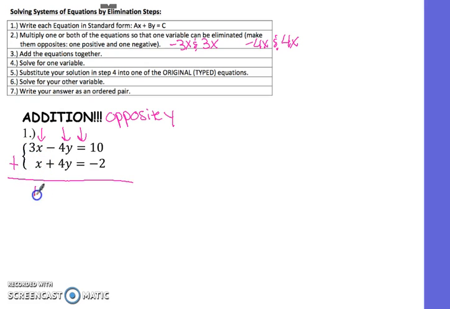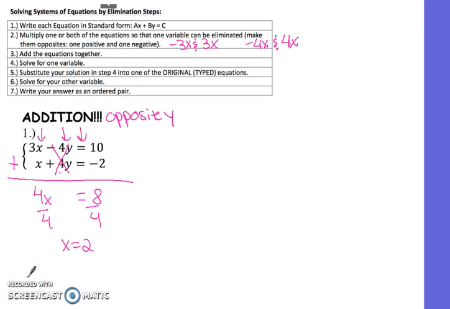3x plus x is 4x. Negative 4y plus 4y is 0, so it was eliminated. Bring your equal sign straight down. 10 plus negative 2 is 8. Now step 4, solve for one variable. Now it's easy. Divide by 4 and you get x equals 2.